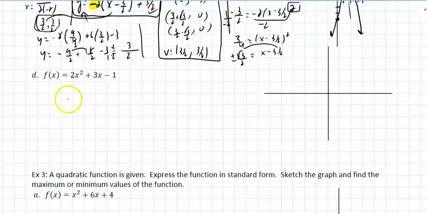Okay, how about this problem? Same deal. If I take the vertex, that's negative b over 2 times a. Oh, I meant for that to be a plus. I'm sorry, my apologies. There we go. So for the vertex, I'm going to take negative b over 2 times a. That would be negative 3/4.